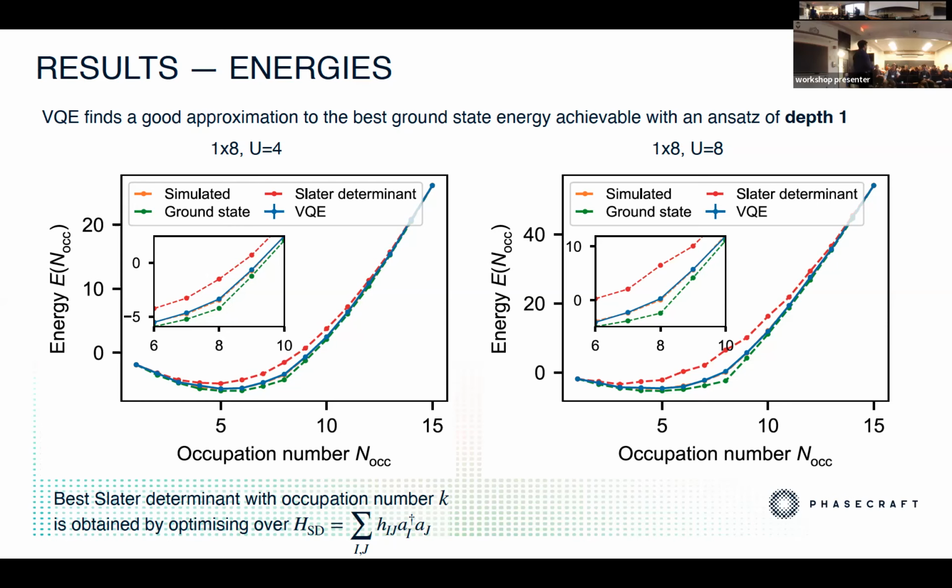And then another thing we have to notice is that we are not doing too badly if we compare to the exact ground state of the Fermi-Hubbard model. Of course, it's a single layer ANSATZ, so we cannot achieve great accuracy, but we're not too far. And importantly, we are doing way better than the classical mean-field approach.